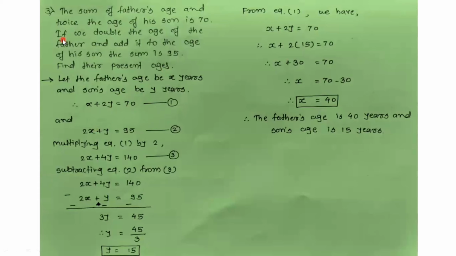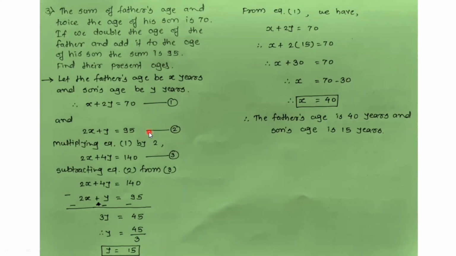Similarly, we have another condition. If we double the age of the father, that is x into 2, that's 2x, and add it to the age of the son, the age of the son is y. So if we add 2x and y, that is 2x plus y, that is equal to 95. So by the second condition given, we have the second equation, 2x plus y is equal to 95. We will call this equation number 2.